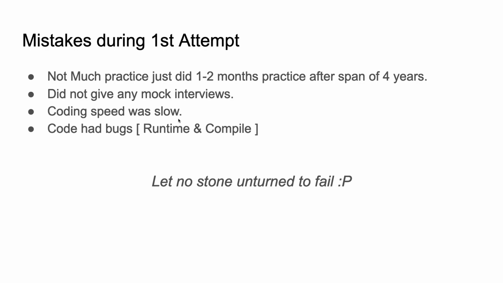My coding speed was slow. I wasn't able to come up with the approach really fast, and consequently my coding speed was also slow, and the code had bugs, both runtime and compile time. Some runtime error might come, some corner case I might have missed, or some compilation issue would have come with the code. They expect you to write proper production-ready code. Even though it's on Google Docs, if they copy-paste it into production-level code, it is expected to run as it is.